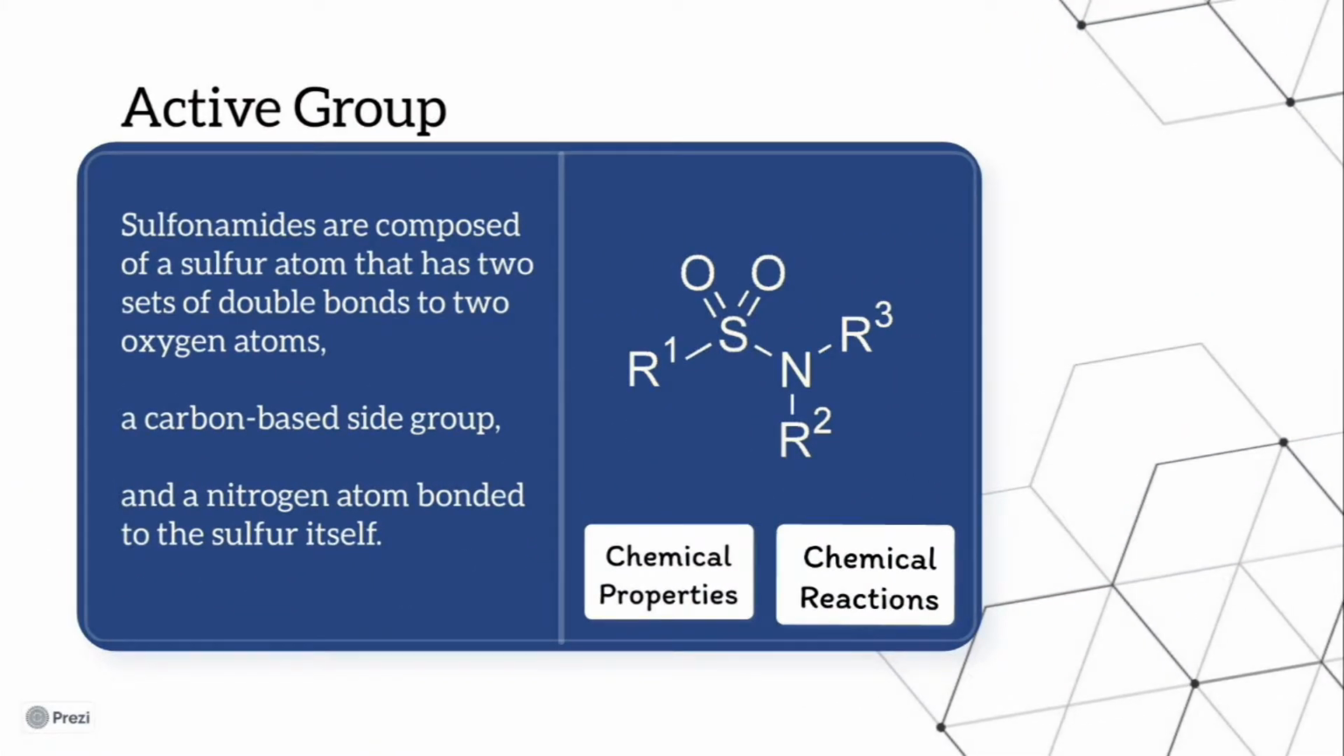Looking at the structure of the sulfonamide. Sulfonamides are composed of a sulfur atom that has two sets of double bonds to oxygen atoms, a carbon-based side group, and a nitrogen atom bound to the sulfur itself. In organic chemistry, in a more precise sense, the sulfonyl group is considered to be an amino group.